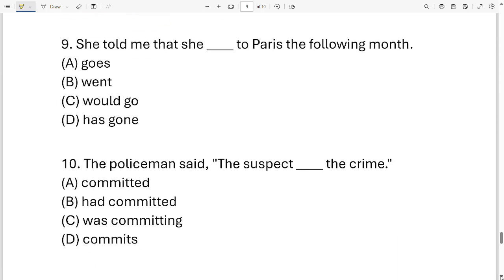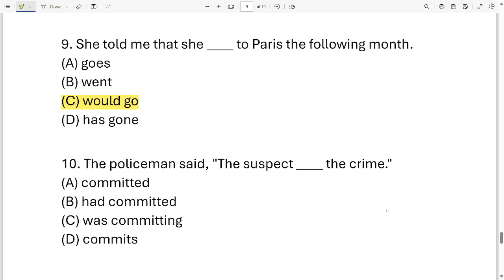Next one. She told me that she dash to Paris the following month. Options are goes, went, would go, has gone. These are the four options. Which of these options is correct? It is option C. She told me that she would go to Paris the following month.